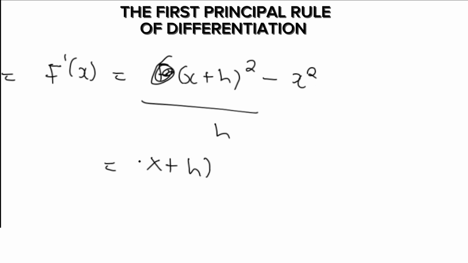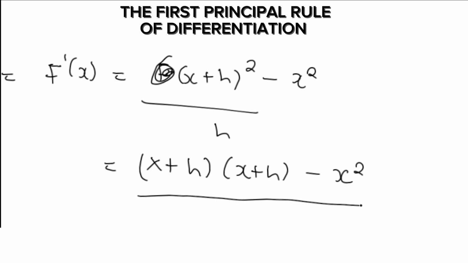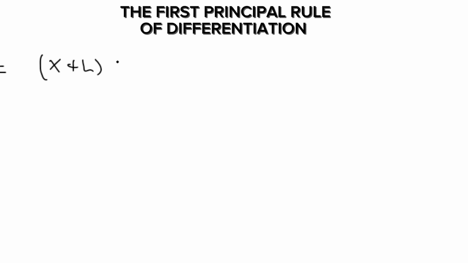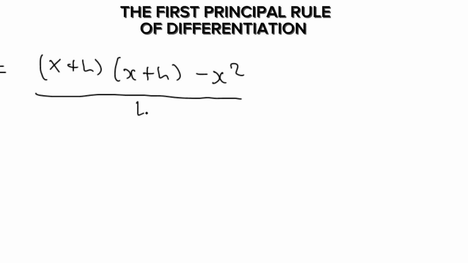So that will be x plus h multiplied by x plus h minus x squared divided by h. And then there we'll have, this will be equal to x plus h, x plus h minus x squared divided by h.